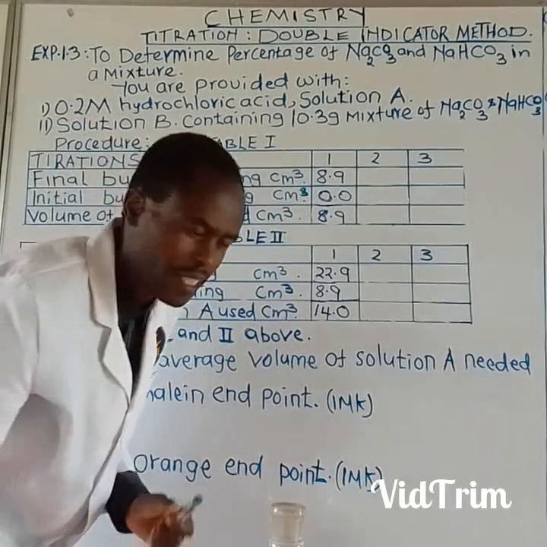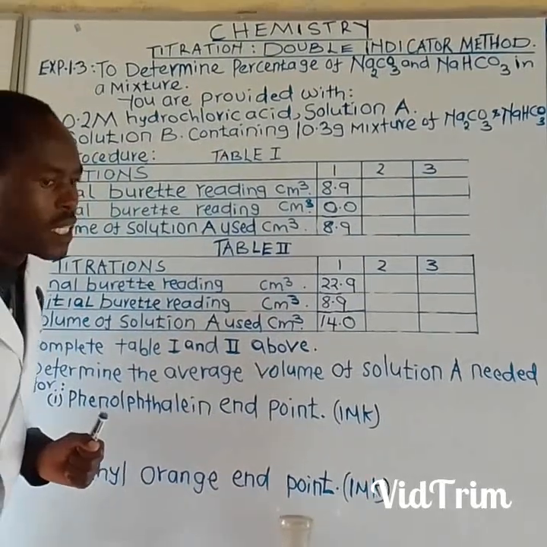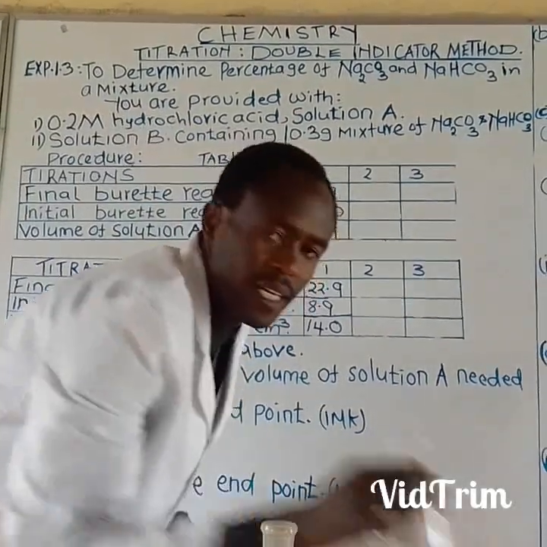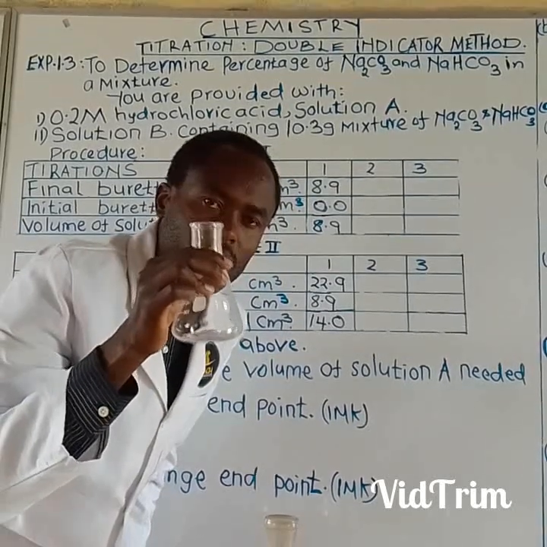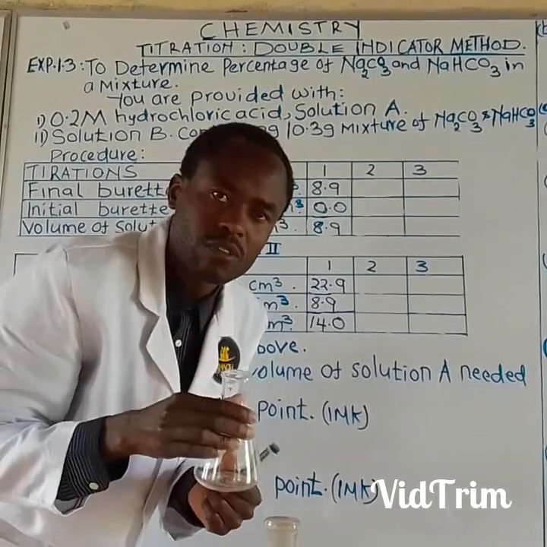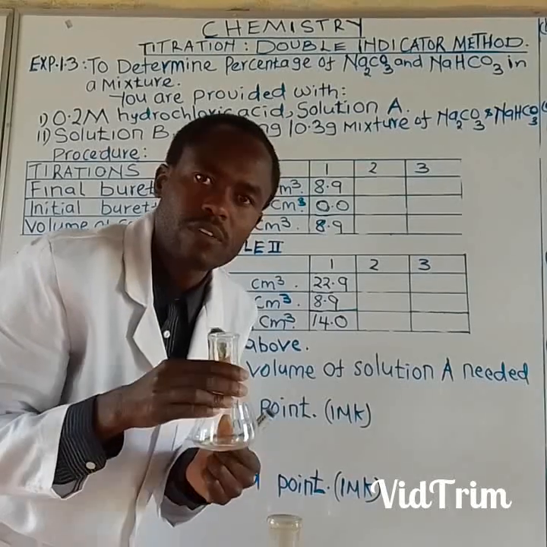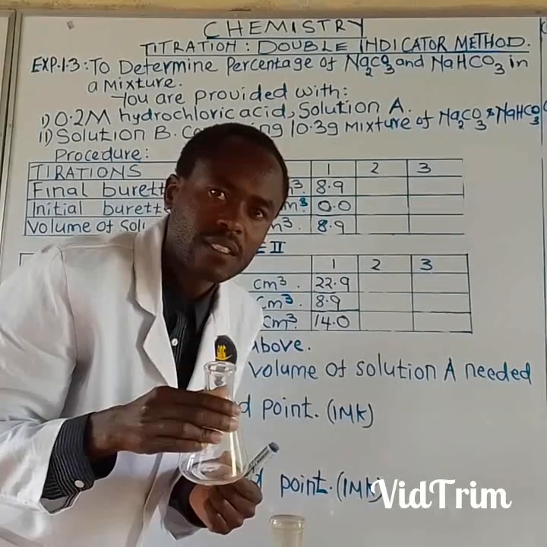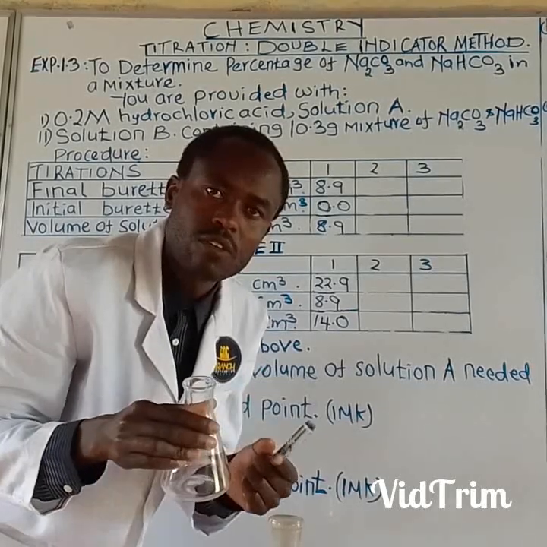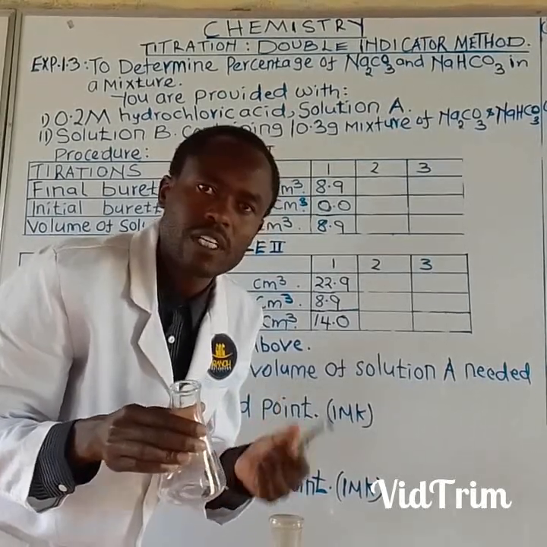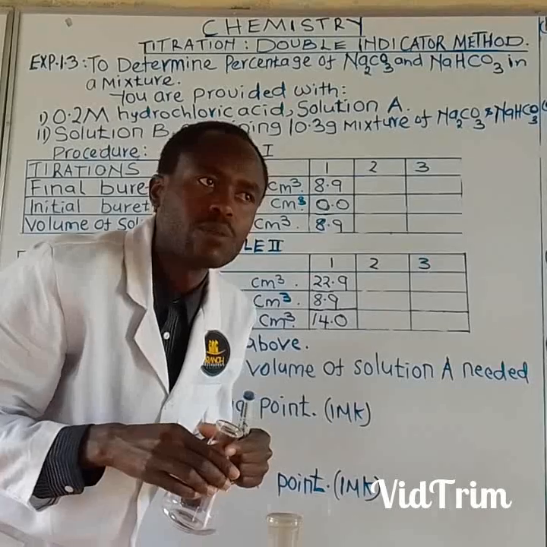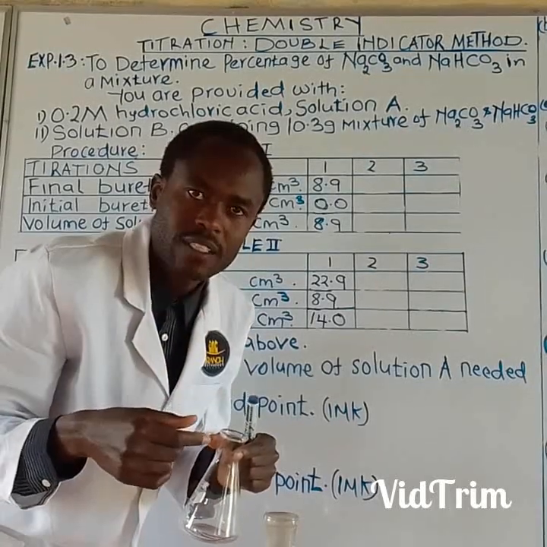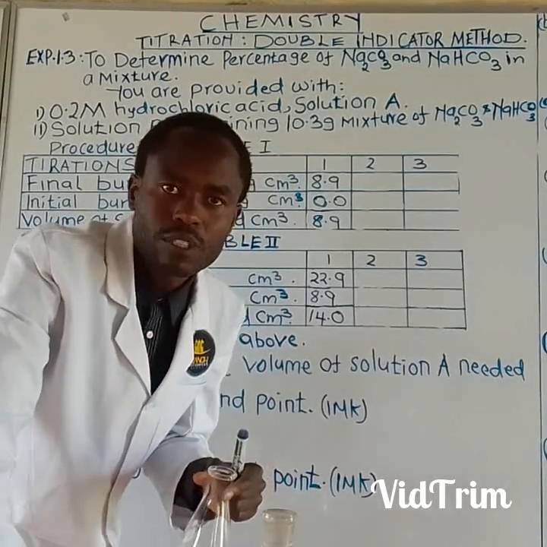Then my student, you can now take another clean conical flask. You again pipette solution B, 25 ml. You add there 3 drops of phenolphthalein indicator. Then you refill the burette to the 0 mark. Then you repeat the procedure.